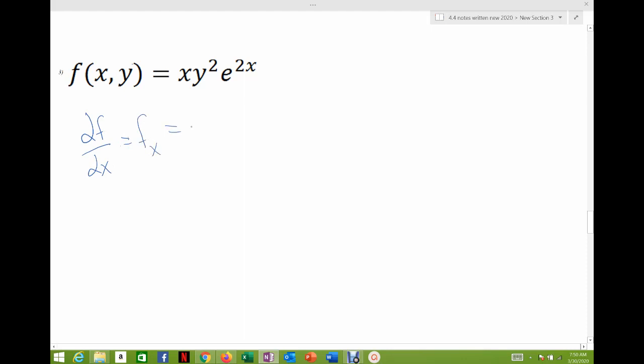Now, if you look at the function, there are two x values. There's the x in front that's multiplying y squared, and the second e term, which also has an x value in it. And they're being multiplied, so I have x times y squared times e to the 2x. This is going to require my product rule. And on the e to the 2x, I have the chain rule.